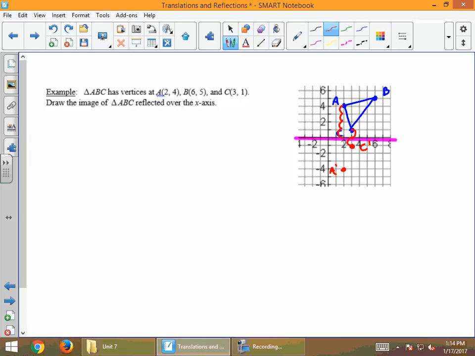The last one's B that we haven't done. How far? Go down 5. 1, 2, 3, 4, 5. B prime. Connect up your dots. And there is your image.